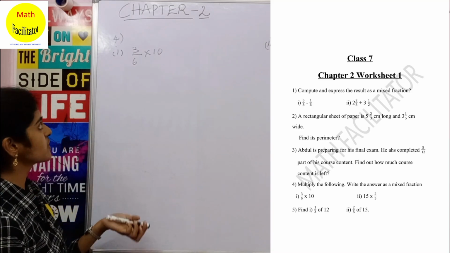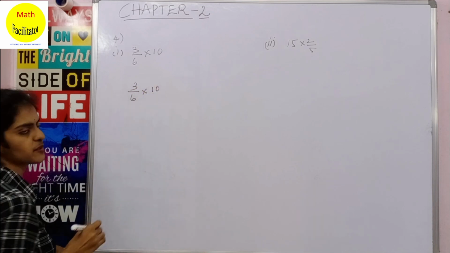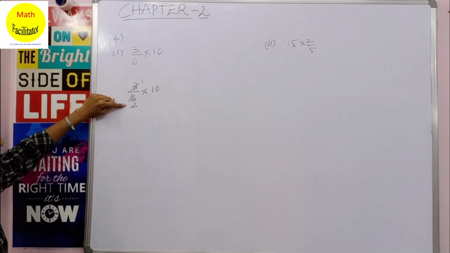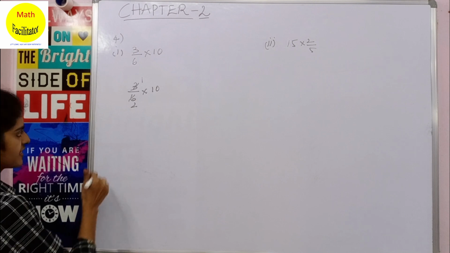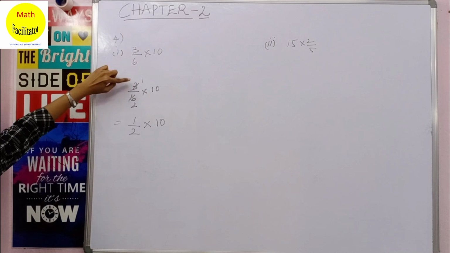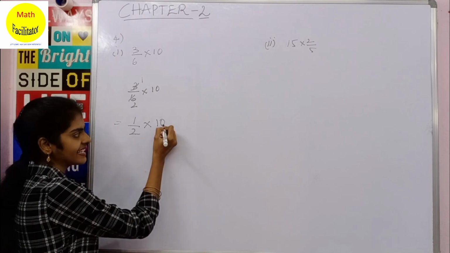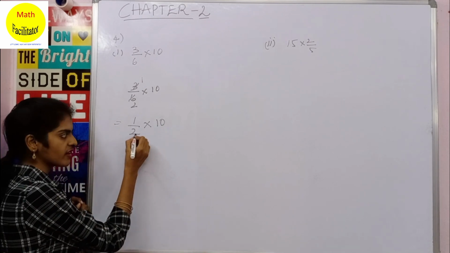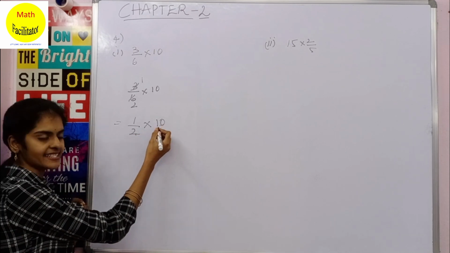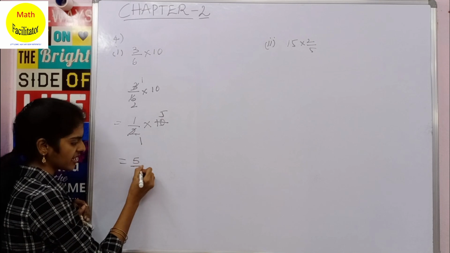The next question is you have to multiply 3 by 6 into 10. So 3 by 6 into 10 is nothing but, now you can see it is 3 ones are 3, 3 twos are 6. So you can cancel one numerator and one denominator. Now this is nothing but 1 by 2 into 10. Now again you have 2 in the denominator and 10 in the numerator. Be careful, only you can cancel one numerator and one denominator. Here 2 is in the denominator, 10 is in the numerator, so you can cancel it. 2 ones are 2, 2 fives are 10. So now 1 into 5 is 5 divided by 1, so it is 5.